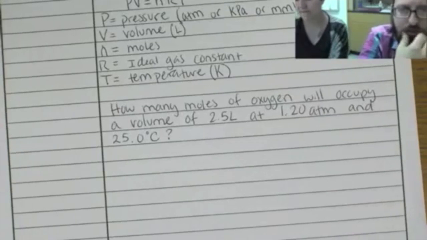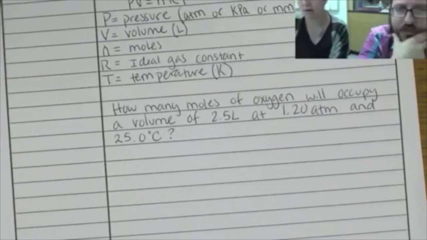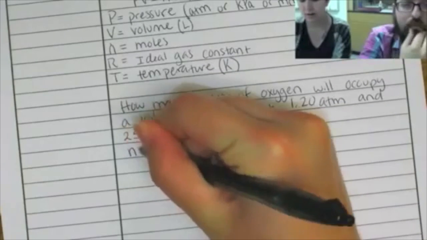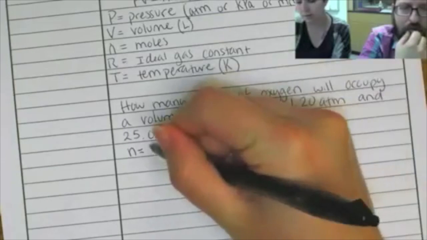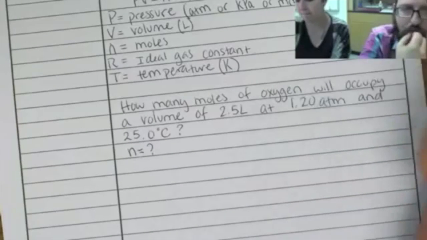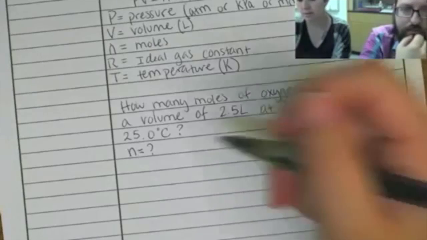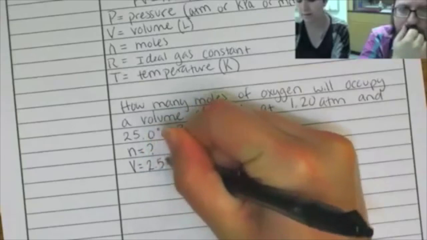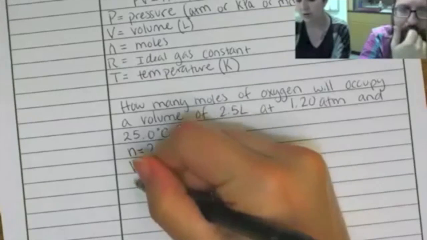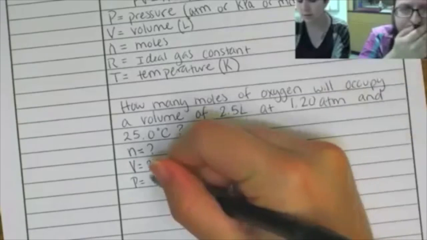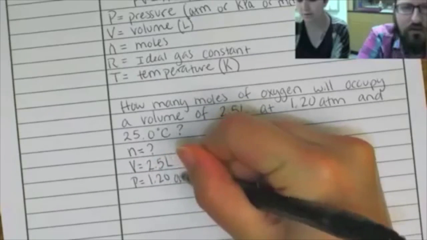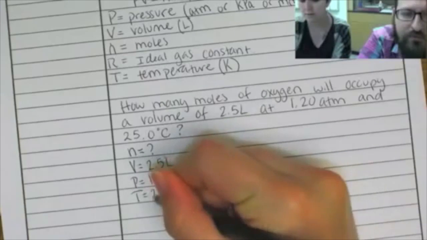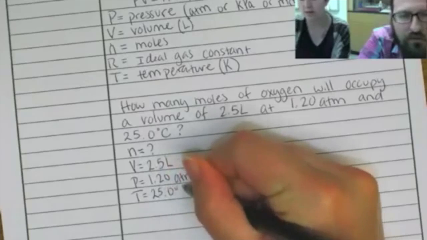I still want to make a list of all these things. Oh yeah, absolutely, we'll write down our notes like we always do. We've got N, our number of moles, which is what we're trying to find, so make a question mark for that. We'll occupy a volume, so V is 2.5 liters. Pressure is 1.20 atmospheres. And the temperature is 25.0 degrees Celsius.